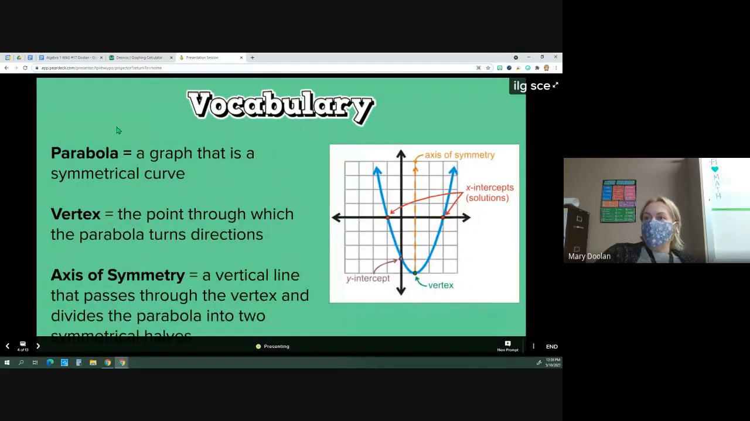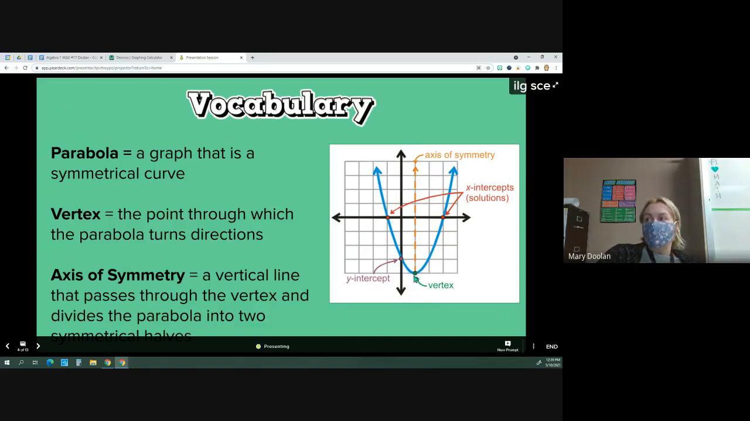And so there's more vocabulary that goes with these functions. The name of the graph is a parabola. So it's a graph that is a symmetrical curve. This blue line is a parabola. The vertex right here at the bottom is the point through which the parabola turns directions. So it's going down, down, down, down, down, and then up, up, up, up, up. So this is the point where it switches directions.